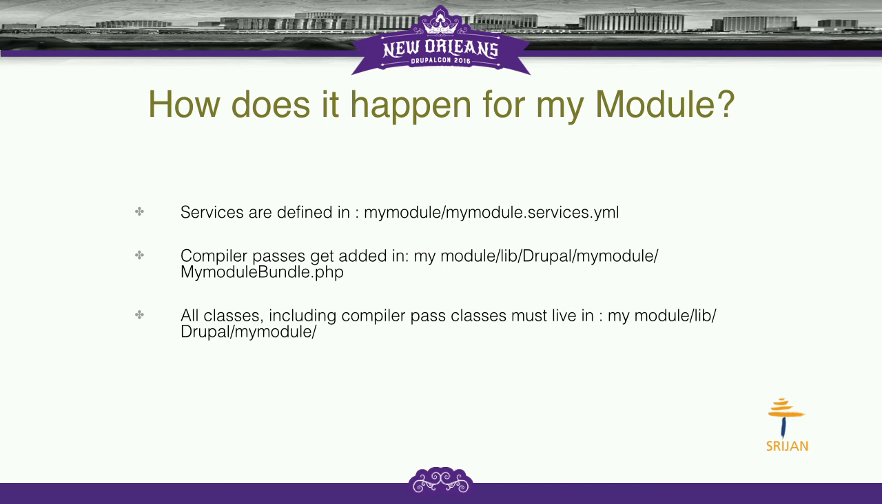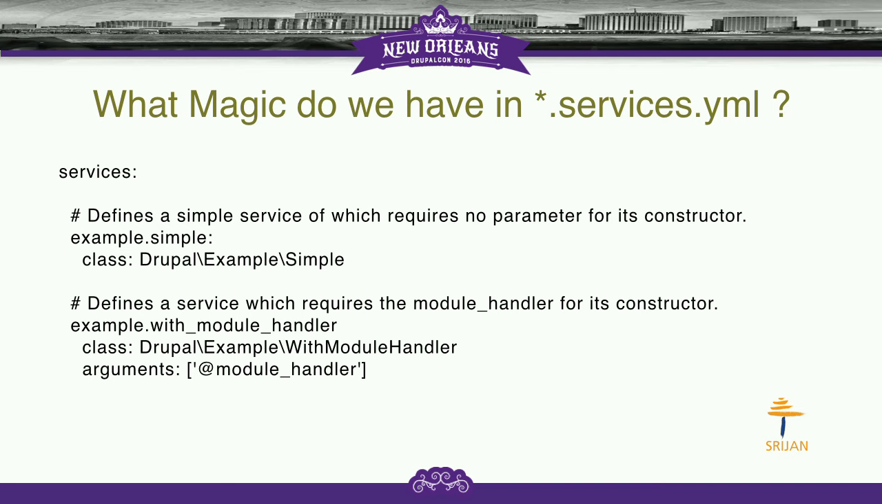So let's say we are building our own module, my module, and we have to define our module.services.yml, and we will define all these services in this file. We're going to see how we can define that. The next thing is where my class lies: it will be in module/lib/drupal/my-module/my-module-bundle.php. That's where all the classes will lie, and all the injection will happen in my class from there. So now let's take a look at the services.yml, what we have in this file, what magic do we have? Because whatever we define here, any dependency, it will get auto-loaded and be available to our module.